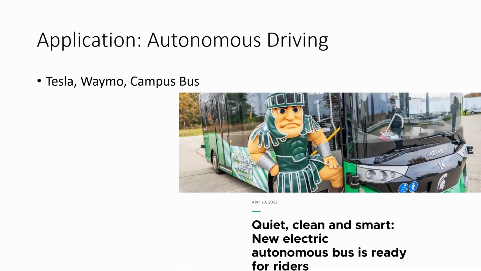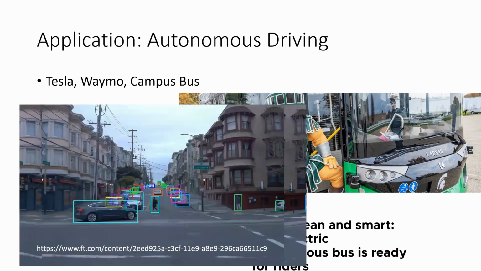Autonomous driving, right? We have our campus bus that uses neural networks as part of its decision-making. Waymo, Cruise, Tesla, and so on. These definitely all use some kind of neural network to process their inputs. Here's an example of a Waymo dataset. So the Google car Waymo actually releases their dataset to researchers so they can play with it.